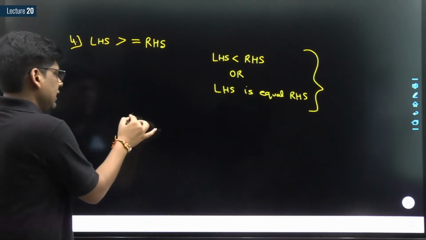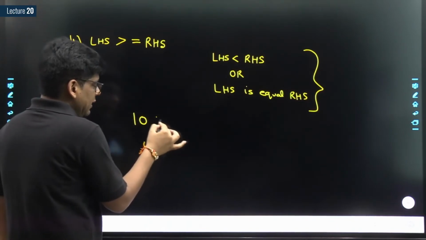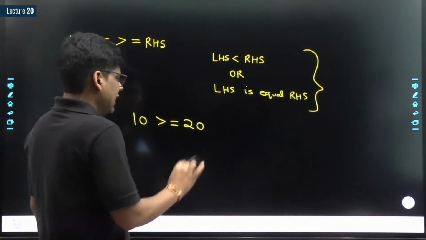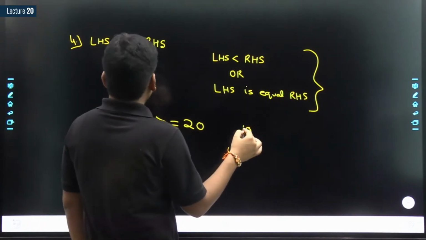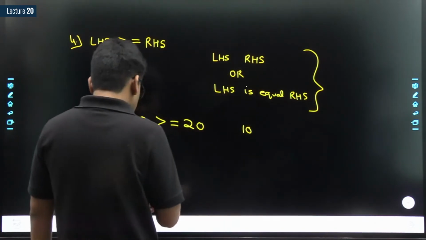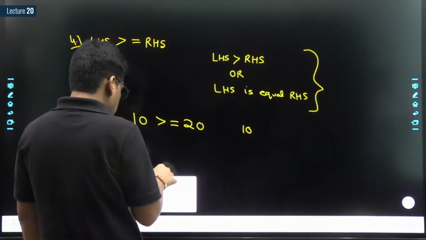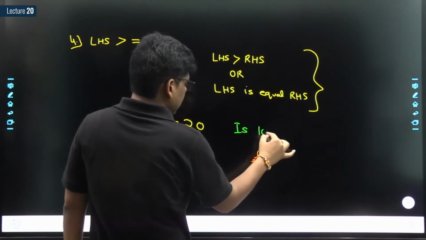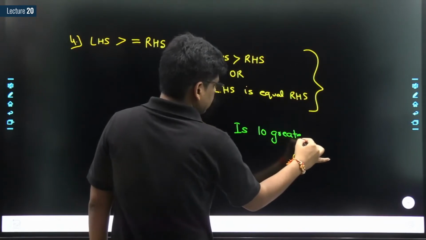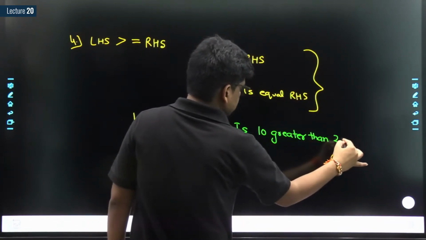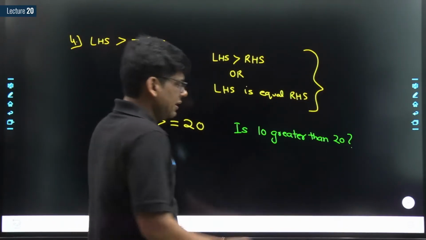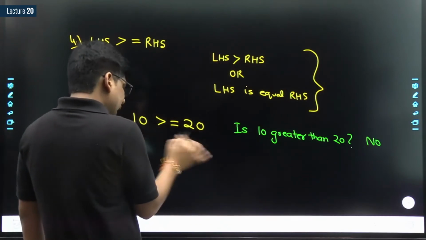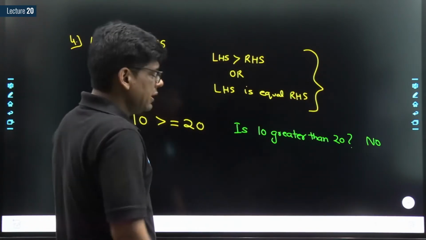For example, if I say 10 greater than equals to 20. Let's see. Sorry, I made a mistake here. Greater than. If I ask you, is 10 greater than 20? True or false? Yes or no? No, sir, 10 is not greater than 20. If I ask you 10 greater than 20, is it a right statement? No, sir, it is a false statement.